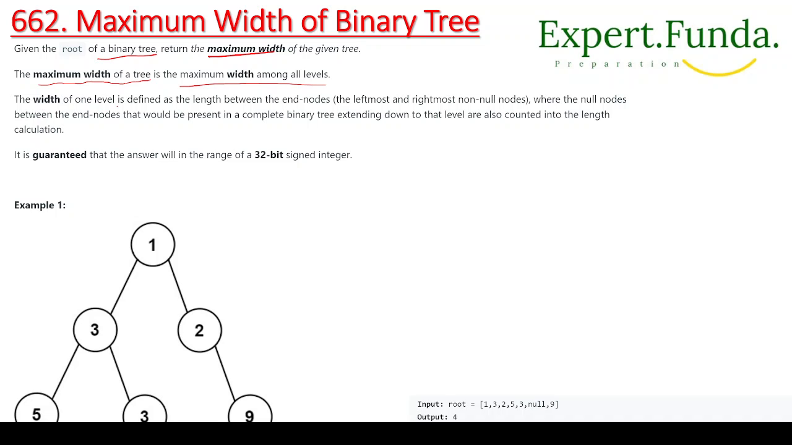The width of one level is defined as the length between the two end nodes, the leftmost and the rightmost non-null nodes, where the null nodes between the end nodes that would be present in the complete binary tree extending down to that level are also counted in the length. It is guaranteed that the answer will be in the range of a 32-bit integer.